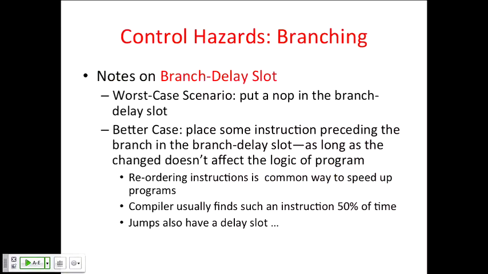Yeah, so the worst case is you put a no-op in there. If you can't find anything better to do, just write a no-op. The better case is you actually find some useful instruction that you can put in there. And statistics for a simple pipeline like this, usually, I'd say it's a bit more than 50%. It's more like 70% of the time you can find a useful instruction to put in there. The other 30% of the time you put a no-op in there. And it's not just branches, you also do this for jump instructions. So any control transfer instruction in MIPS has this branch delay slot. So they don't actually take effect until one cycle later.